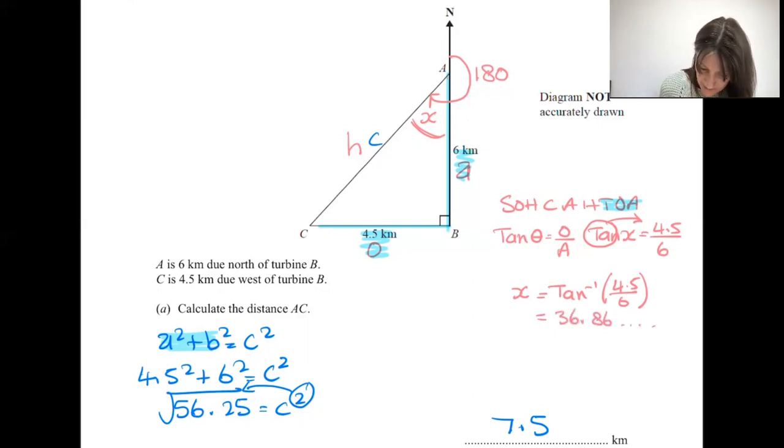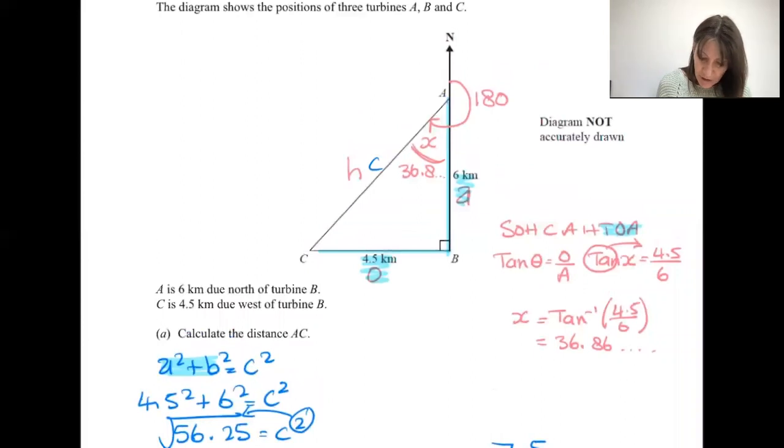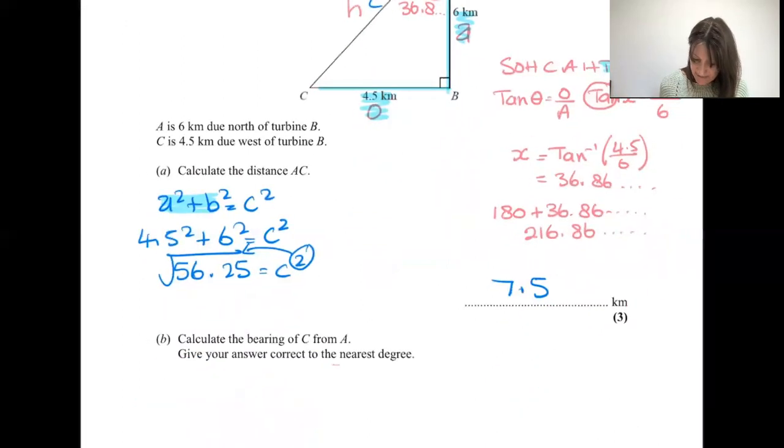Remember, we have just found the X. We haven't actually answered the question. The question was the bearing. So I want all of this. That is my bearing. So my last step is to do 180 plus the 36.86, which gives me 216.86, and on it goes. They are asking for it to be to the nearest degree, so we would say 217 degrees.